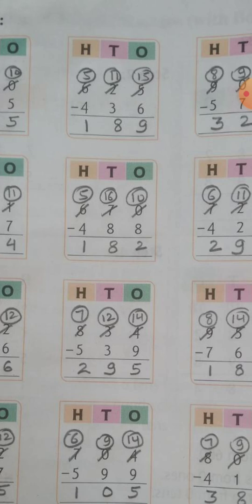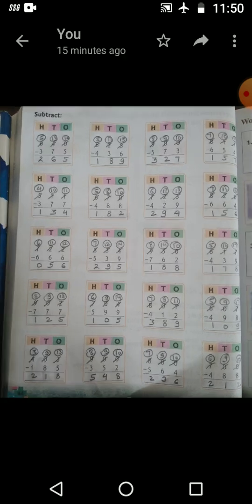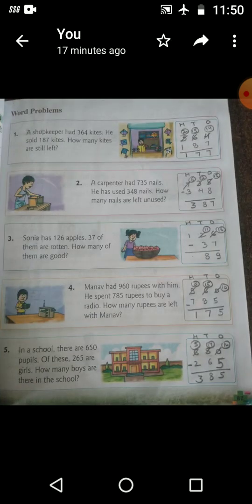And when you carry from 6, this 1 will become 11 and then you have to subtract 3 from 11. When you subtract 3 from 11, you get 8. And now this 6 will become 5 and you have to subtract 4 from 5. When you subtract 4 from 5, you get 1. So our complete answer is 189. Now the next page is page number 87 and this is word problems.